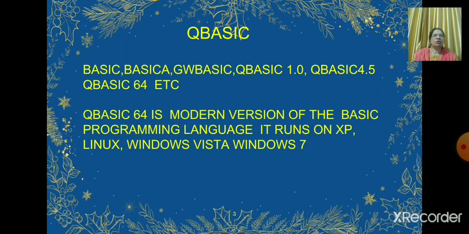So, what are the versions of QBasic? BASIC, BASICA, GW-BASIC, QBasic 1.0, QBasic 4.5, QB64, etc. These are the versions of QBasic, right? QB64 is a modern version of the BASIC programming language. It runs on operating systems like XP, Linux, Windows Vista and Windows 7.